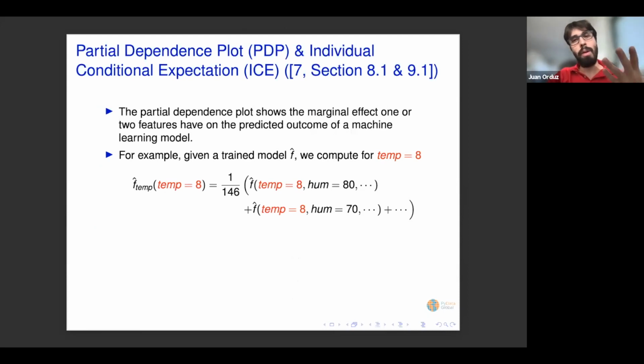So now we want to go in the direction of model agnostic methods. There are many of them, and I just selected the ones which are maybe a little bit easier to understand. But again, this is a huge field.